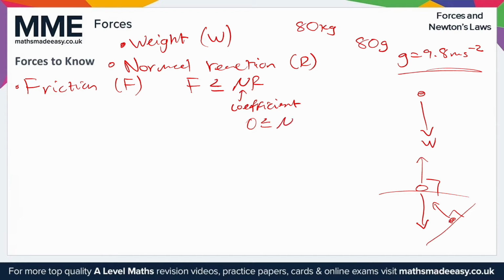Okay, can't be less than 0 because friction always opposes motion. So say, for example, again, we go back to a particle on a table. If I'm pushing it this way and there's some friction acting on it, then the friction will be acting in the opposite direction. So that way.